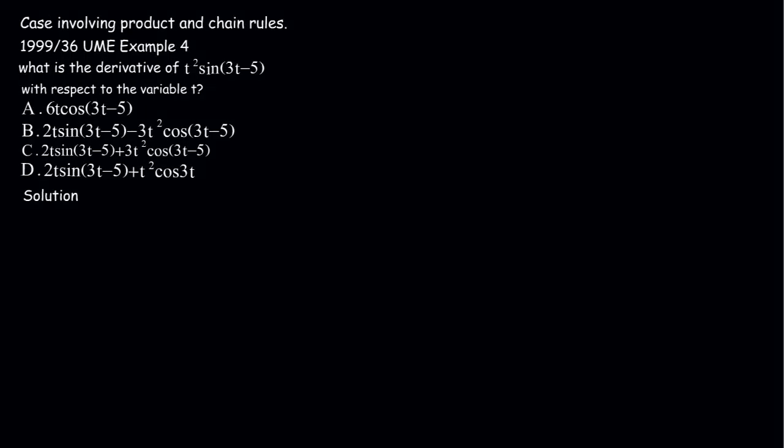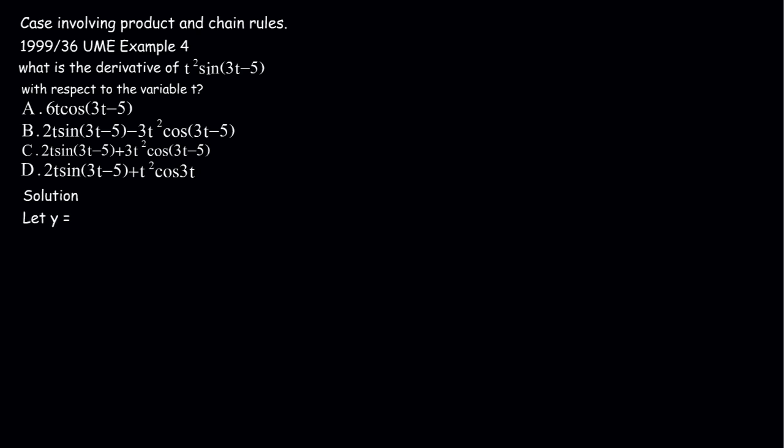Our question is a case involving product and chain rule. It is from UME 1999. It says, what is the derivative of t squared sine in bracket 3t minus 5 with respect to the variable t, and we are given the options.